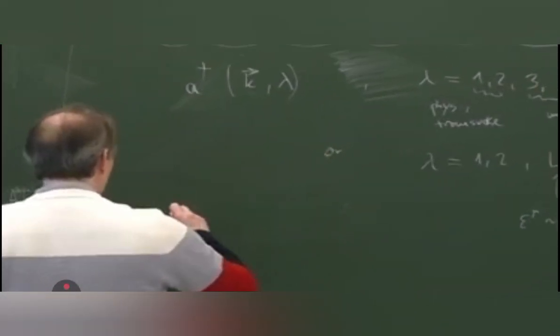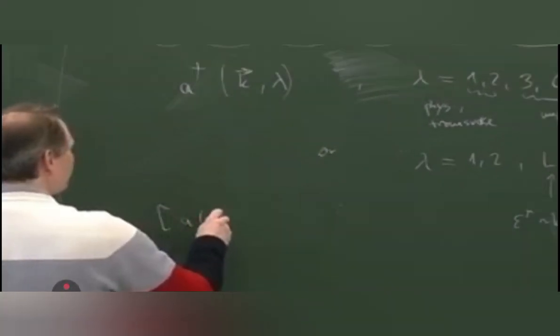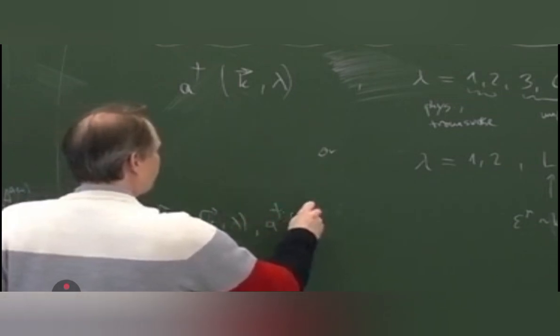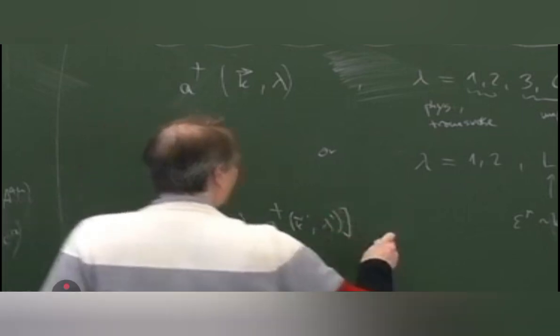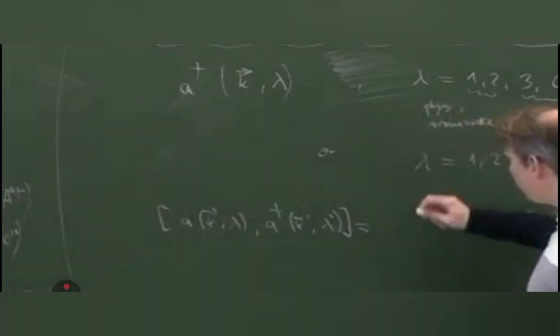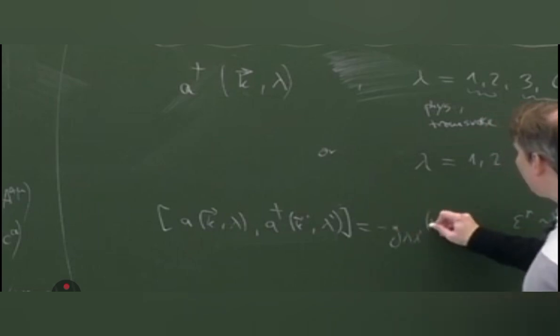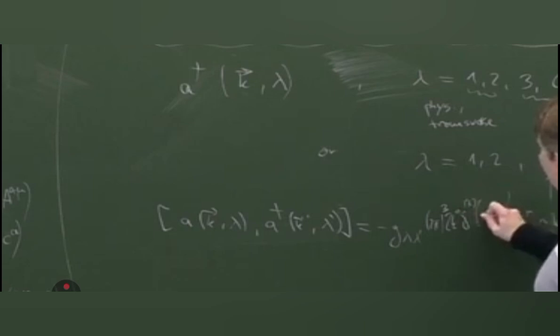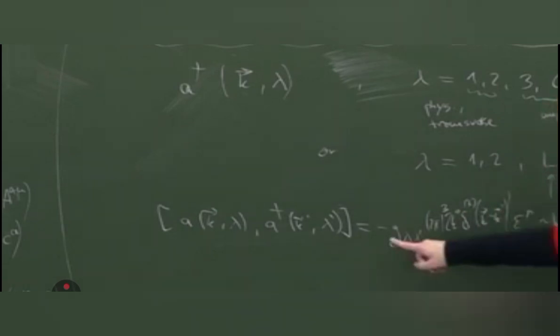Okay, and then in the lambda equal 1, 2, 3 basis, we have commutation relations: A of k and lambda with A dagger of k prime and lambda prime is given by minus g lambda lambda prime times the usual normalization factor 2 pi cubed times 2k0 times a 3-dimensional delta function of k minus k prime. And the point is here the prefactor of the commutation relation.